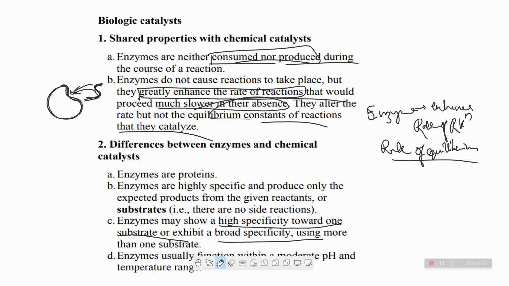Enzymes usually function within a moderate pH and temperature range. Maximum enzymes will work in moderate pH and moderate temperature. Right? Means the pH will be 7.4 and the temperature will be 37 degrees Celsius. All enzymes will work at this pH and temperature.